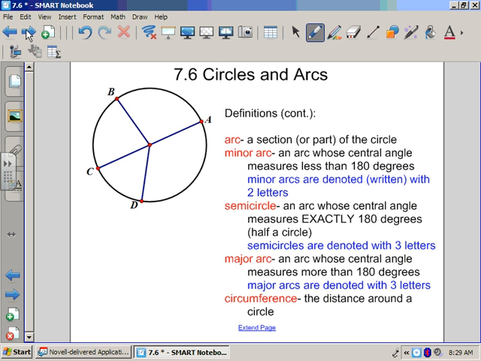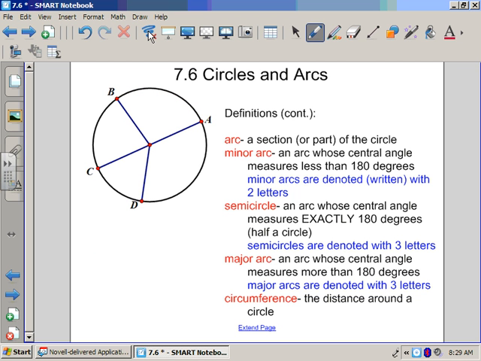A few more definitions. An arc is a section or part of the circle. I have the whole circle. An arc would be just a part of it. The red part that I just drew would be called arc AB. I put the beginning and the ending of the arc, and the little curve on top tells me that it's part of a circle, or an arc. AB has a central angle that is less than 90 degrees. It's called a minor arc, and because it's a minor arc, I only need two letters to name the arc.